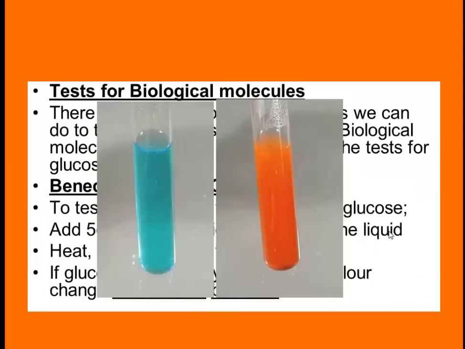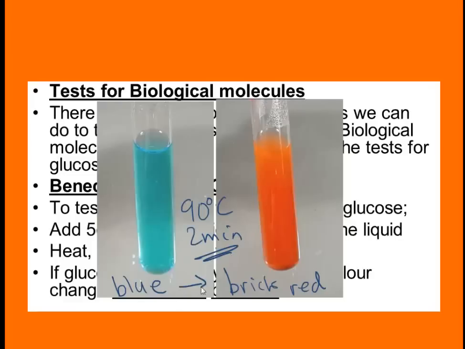Tests for biological molecules. This is Benedict's solution, possibly plus some little sugars in here, in some glucose in there. And this is what happens if you heat Benedict's solution when there is glucose present in it. It becomes brick red. So the color change for a positive Benedict, where you'd heat it at 90 degrees C for 2 minutes, would be a color change from blue to brick red, and that would tell you there was glucose present in that solution.